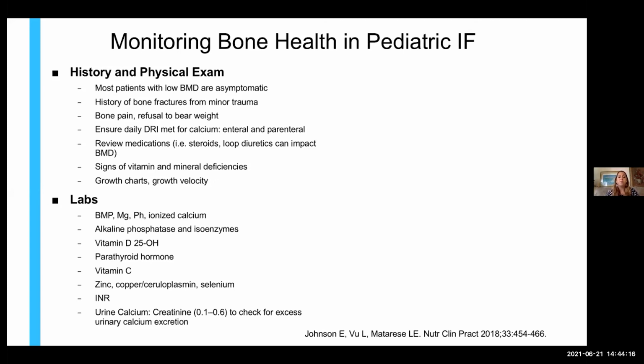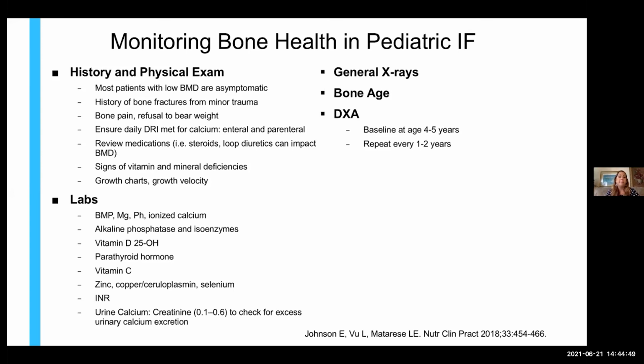Check parathyroid hormone, and vitamin C if you're suspecting a nutritional deficiency or when there might be multivitamin shortages. Check your zinc, copper, ceruloplasmin and selenium, check the INR looking for vitamin K deficiency, and look at urine calcium to creatinine ratios to check for excess urinary calcium excretion. We want to get some general x-rays that can give us some clues if a child has rickets, and if there are any abnormalities in the bones, check a bone age, and check DEXA scans.